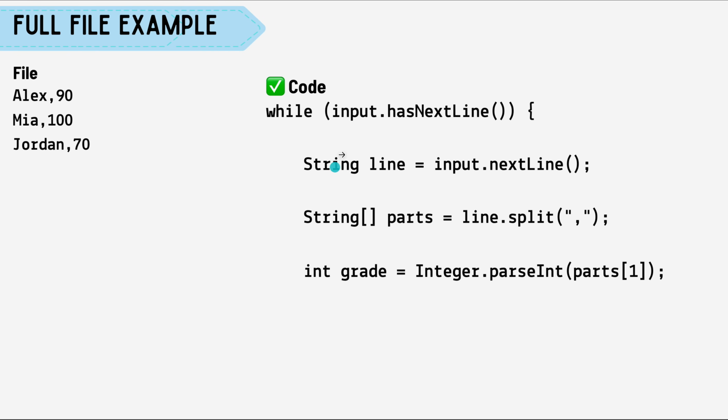A full file example over here would be: if it has a next line, then it goes through the next line, and then it splits at the comma, and grade would be the first one. The Integer.parseInt would just convert the grade, if it was a 90, to a 90 without quotes, and it would just print out 90.